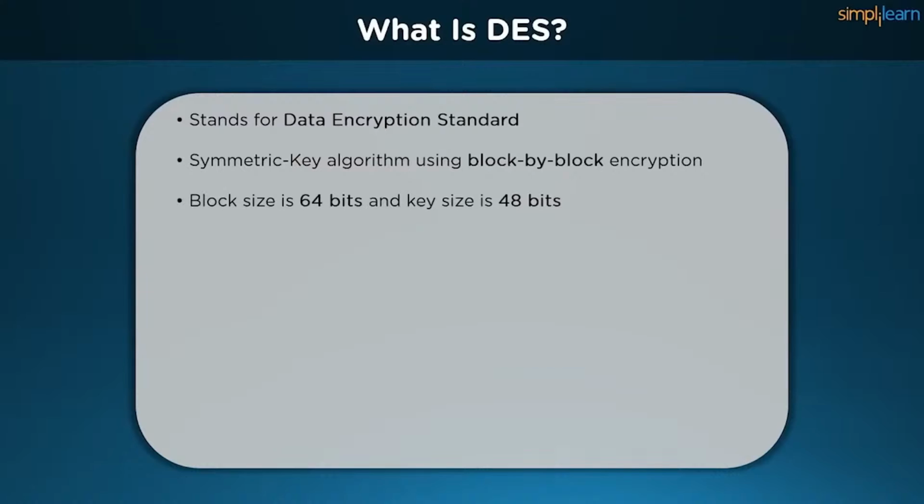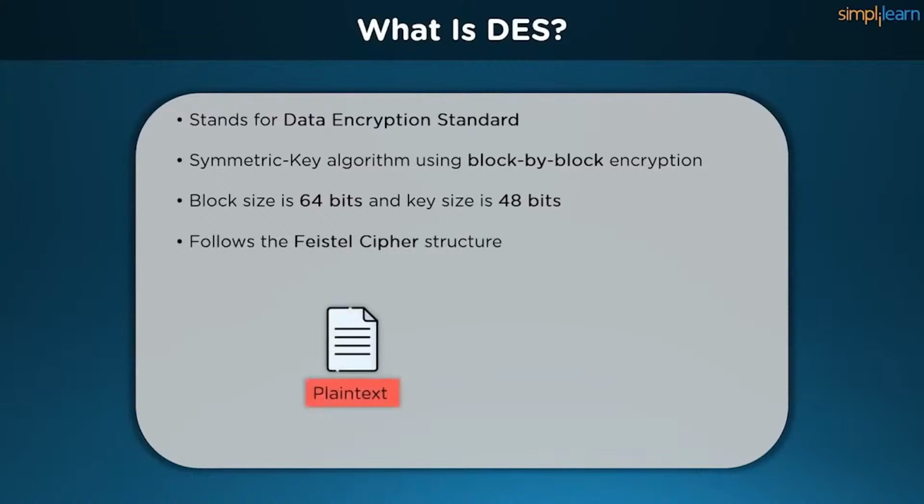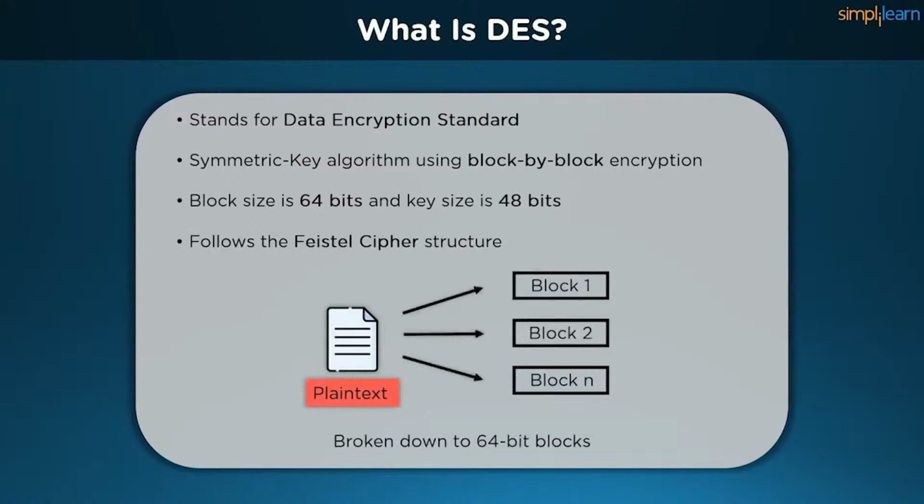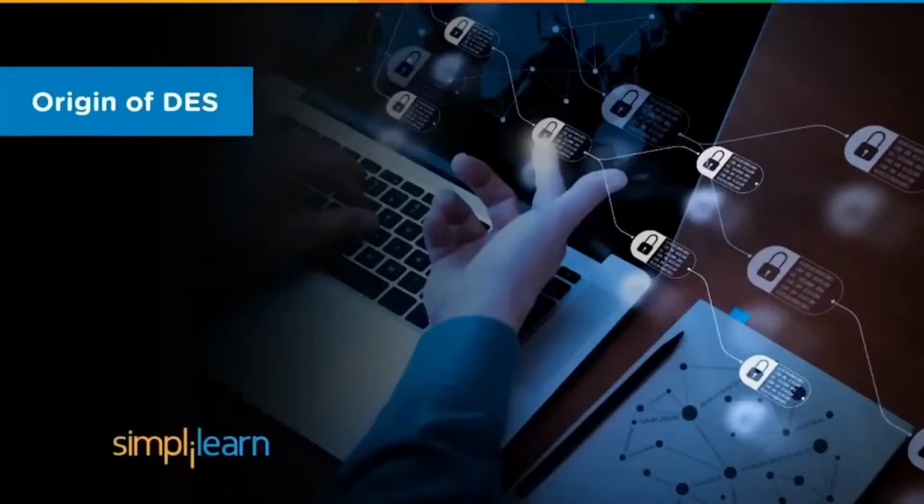It uses 48-bit keys during the encryption process and follows a specific structure called the Feistel cipher structure during the entire process. It is a symmetric key algorithm, which means DES can reuse the keys used in the encryption to decrypt the ciphertext back to the original plaintext. Once the 64-bit blocks are encrypted, they can be combined together before being transmitted. Let's take a look at the origin and the reason DES was founded.